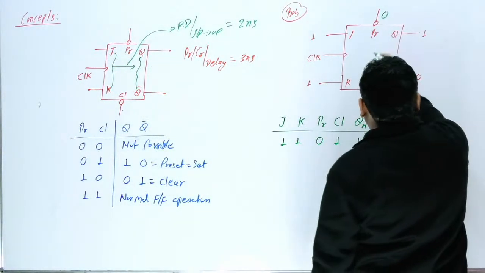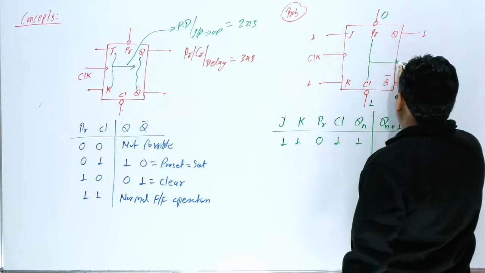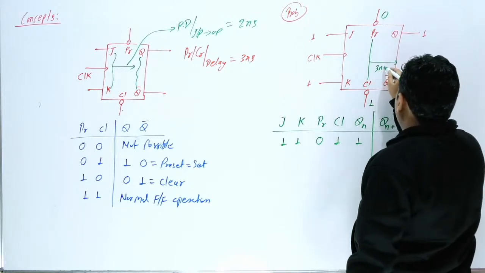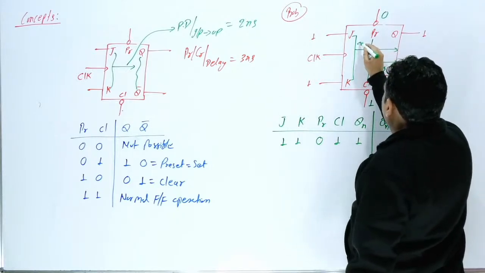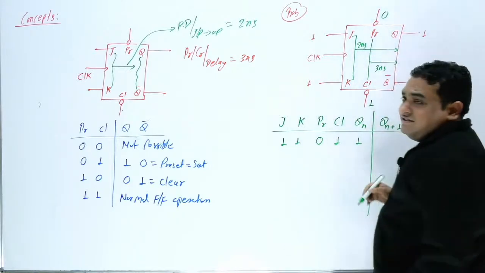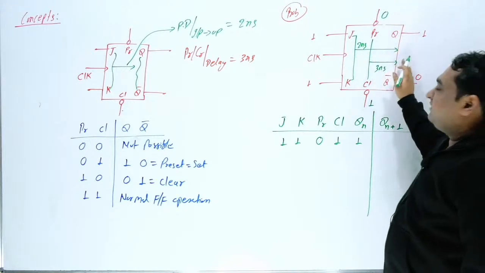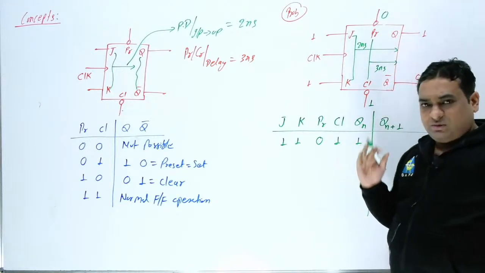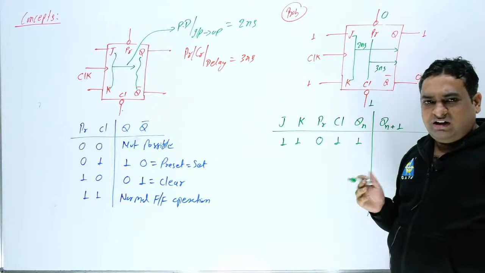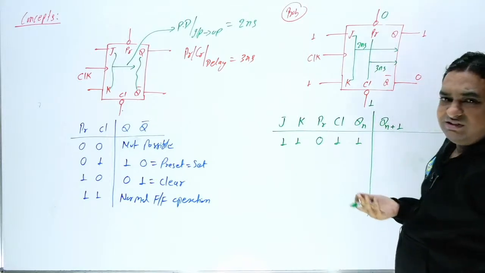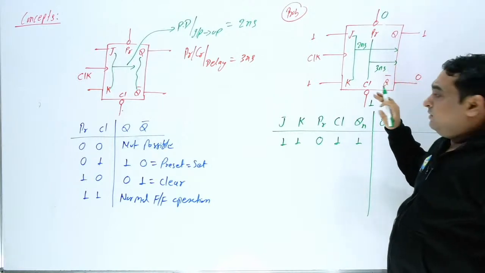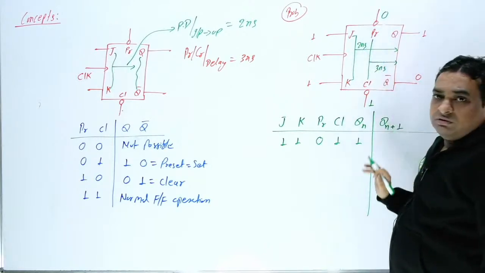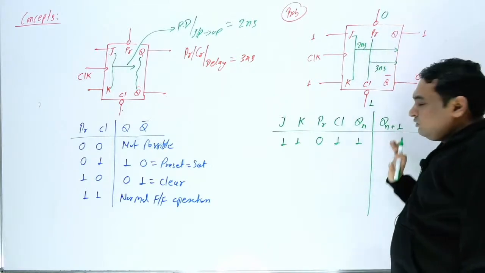From preset or clear to output, this delay is 3 nanosecond, and from JK to output, this delay is 2 nanosecond. In general, the preset or clear delay will be more and the JK delay will be less, but here I assumed the opposite, because it is my choice, I can assume anything. Now I want to ask you, what will be the output?